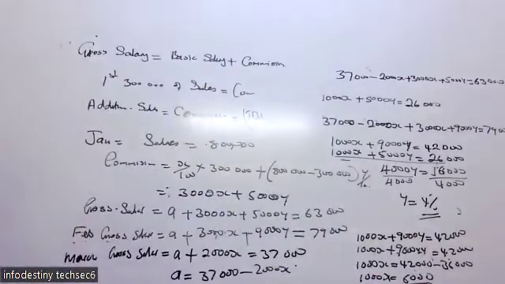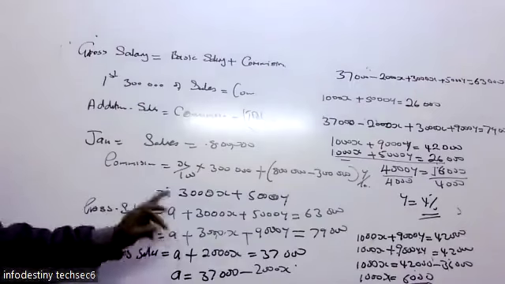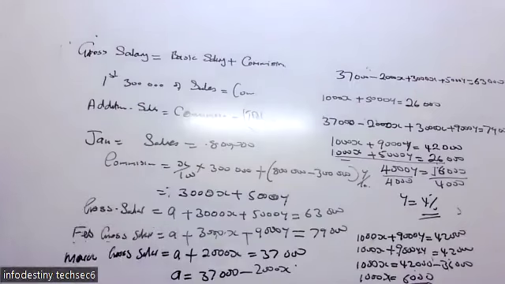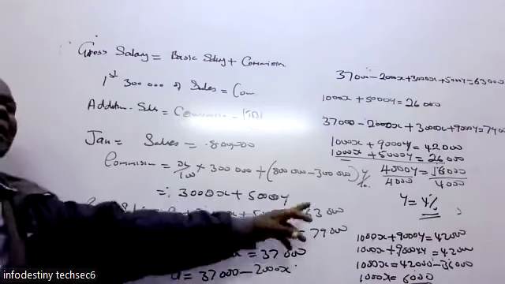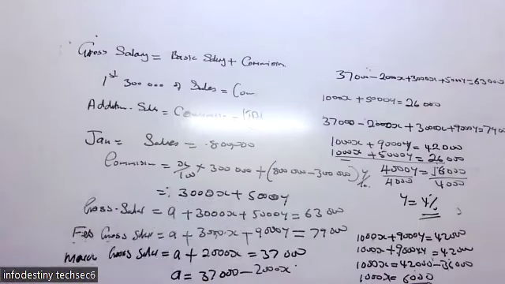You are together? Ama tukipata hapa pia ingetoka tu. There's no problem because we could get the difference between this and this and this and this. Then get the value. Tuko sawa hapo? Now the next one, they want us to get the basic what?